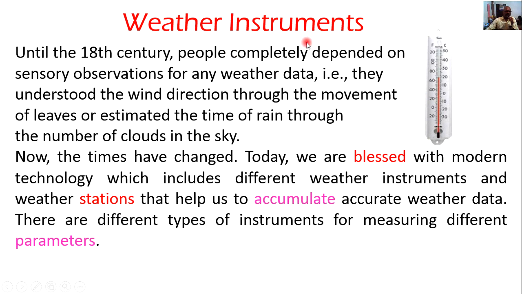Weather instruments is under the reading text. Until the 18th century, people were completely dependent on sensory observation. Sensory observation means that on the basis of our senses we observe the weather. For weather data, they understood the wind direction through the movement of leaves, or estimated the time of rain through the number of clouds in the sky. Until the 18th century, people were completely dependent on sensory observations.